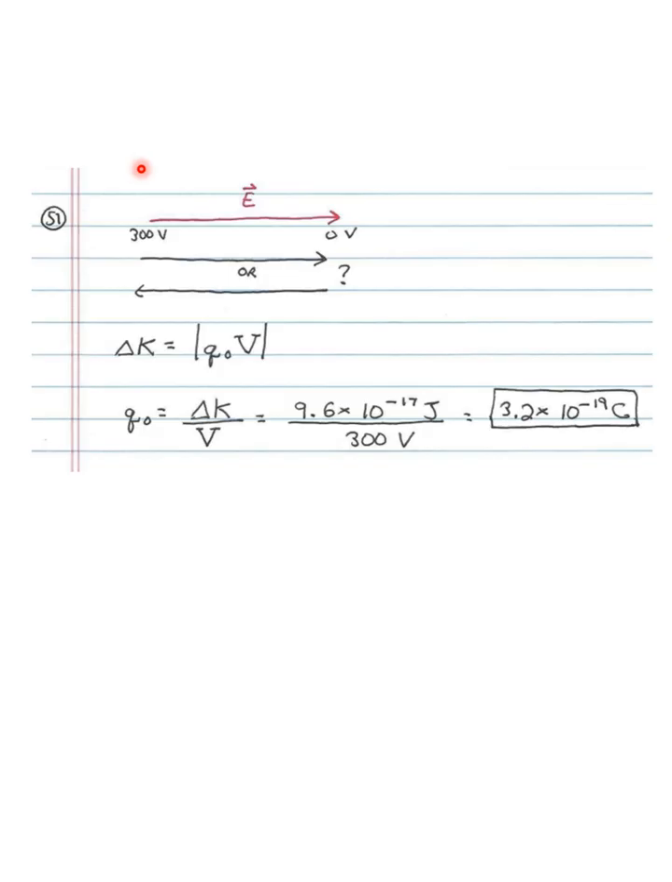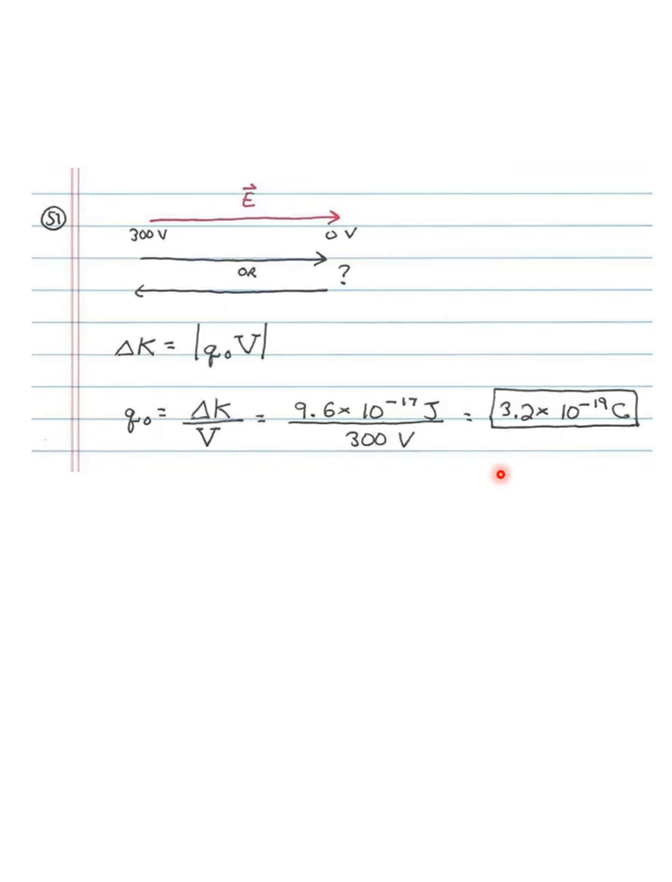So here I've drawn the picture. We have the electric field line going from high to low, 300 to 0, and it's not clear to me as I read it whether it's going left to right or right to left in this picture. So the magnitude of the change in kinetic energy is the charge times the voltage. Now it says it's gaining that much kinetic energy, so it's definitely speeding up. Well, the charge is going to be change in kinetic energy over voltage. So I plug those in and I get 3.2 times 10 to the negative 19 coulombs.